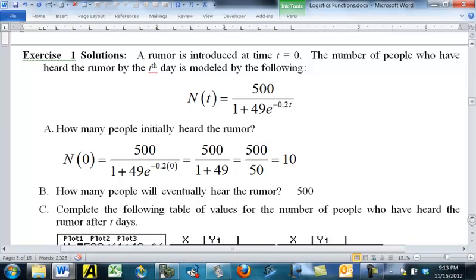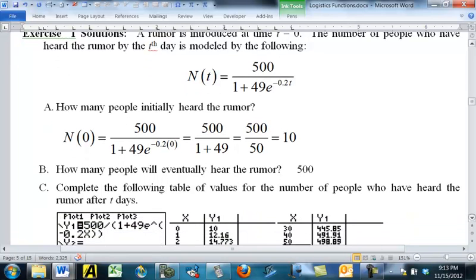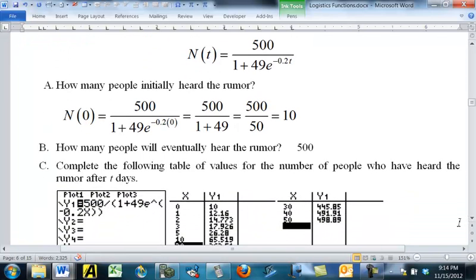Well, here are the solutions. How many initially heard the rumor? That's at time 0, so that's n of 0. We can do this without a calculator even. 0 in place of t. Negative 0.2 times 0 is 0. E to the 0 is 1. 1 times 49 is 49. Then you have this 1 over here plus the 49 is 50. 500 divided by 50 is 10. So 10 people initially heard the rumor.